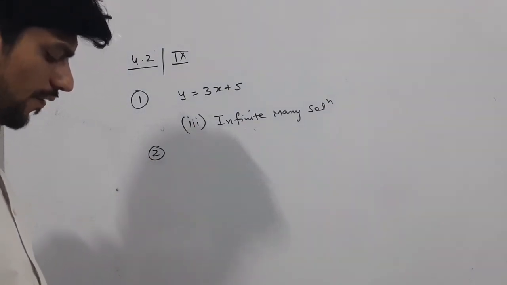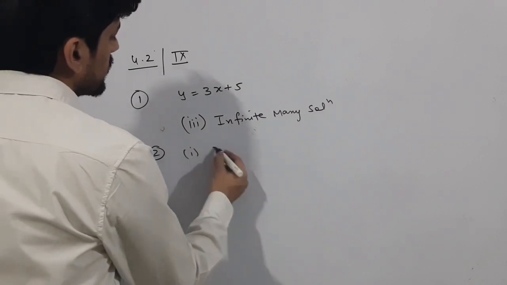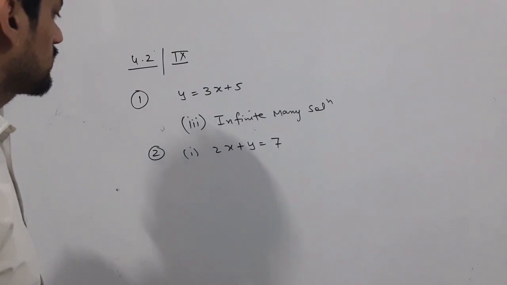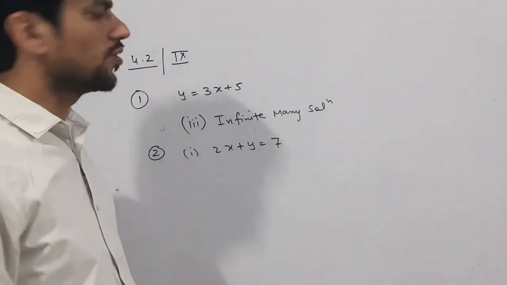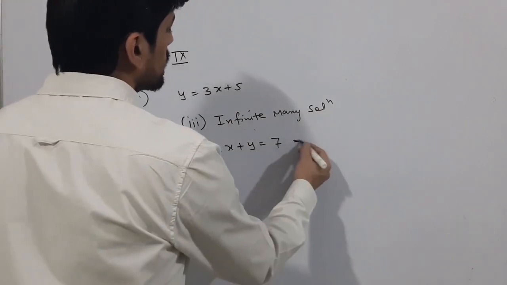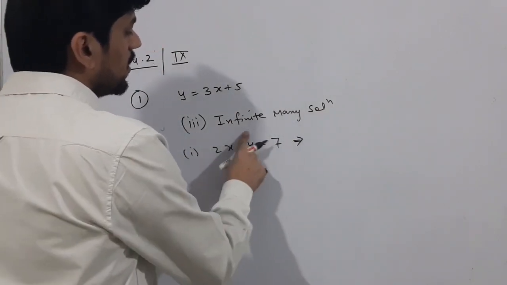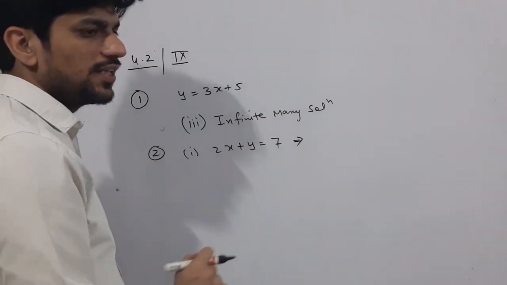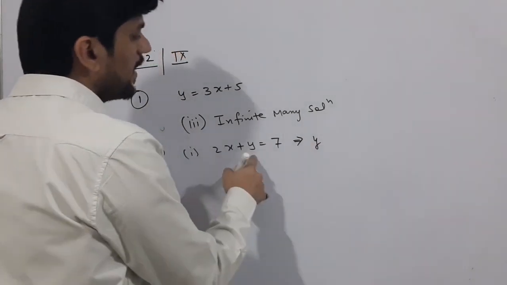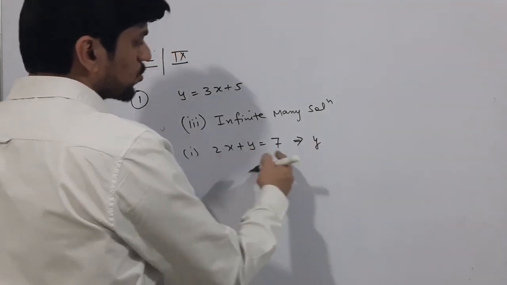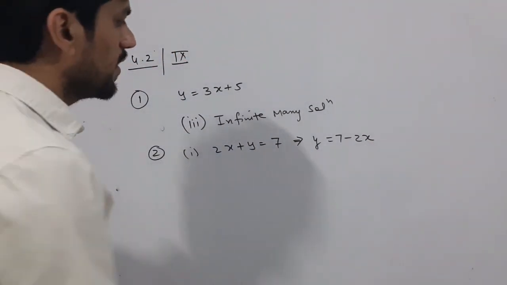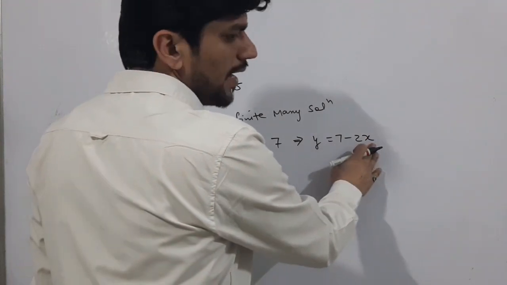Write 4 solutions of each of the following equations. The first equation is 2x plus y equals 7. And the question says that write any 4 solutions of this linear equation. To write any 4 solutions of this equation, first we convert this equation to y in terms of x or x in terms of y, as per your convenience or choice. So let me write here y, and moving 2x to the right hand side, it becomes y equals 7 minus 2x. So here y is expressed in terms of x.